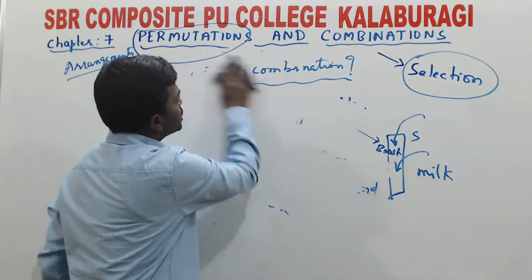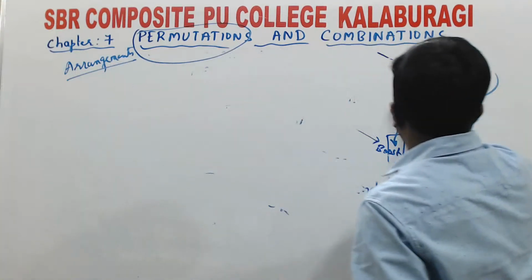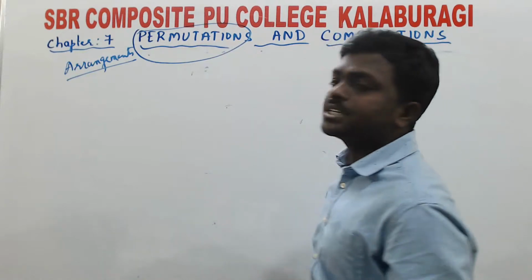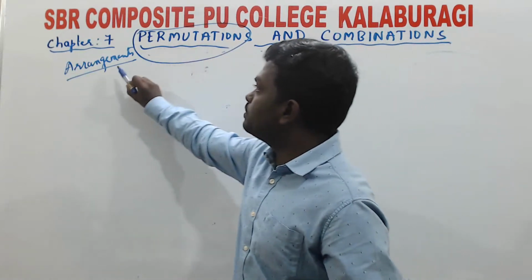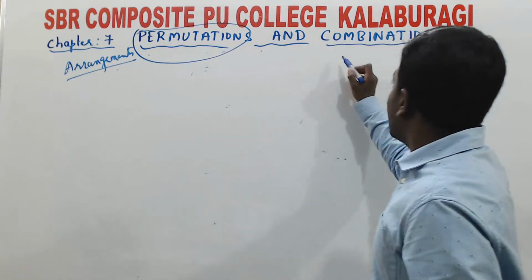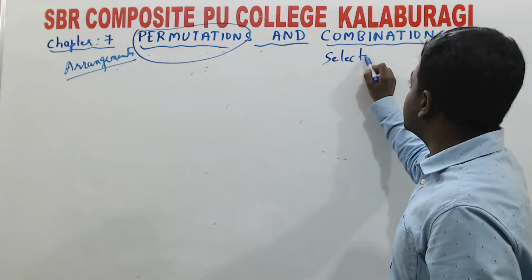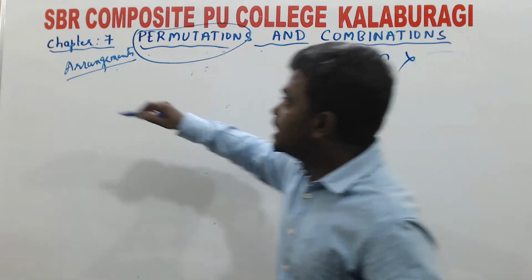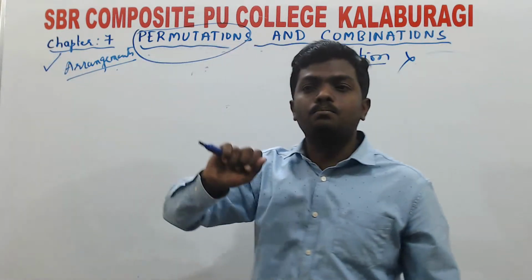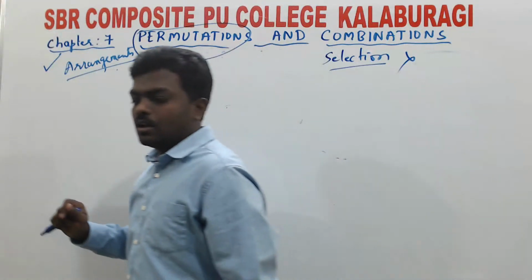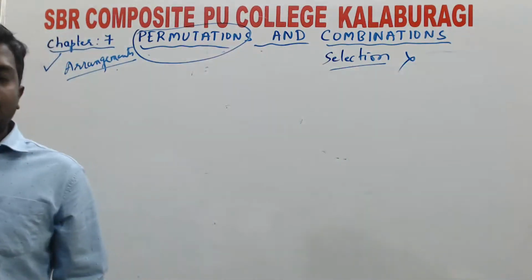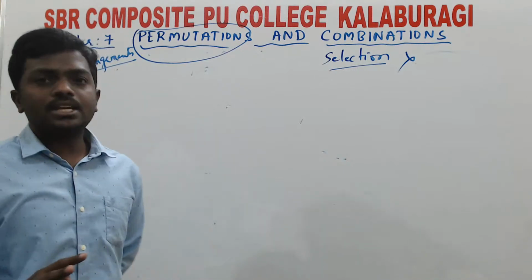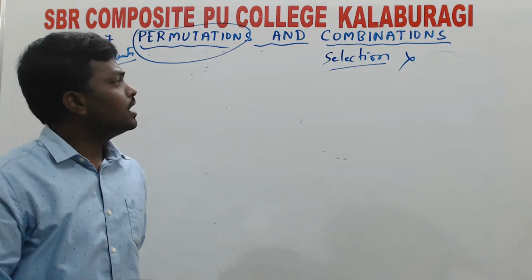So we have understood the synonym terminologies for the words permutations and combinations. Permutations are nothing but arrangements and combination is nothing but just a selection. Here order doesn't matter. Here order is very, very important. Okay, students. So now let me introduce you to the topic permutations and combinations. Let's go a bit deeper.